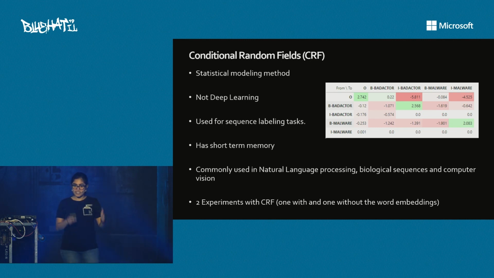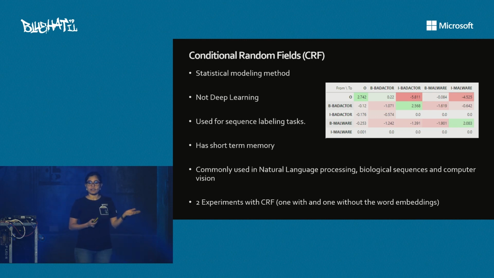And that makes sense, because in a sentence, you might have an O term, but you'd have a B bad actor term, and then you'd have an I term. That is why the likelihood of going straight from an O to an inside phrase is very, very low. And this is what we mean when we say CRFs have short-term memory. That is, the probability of a particular class occurring is dependent on the classes that are occurring around it.